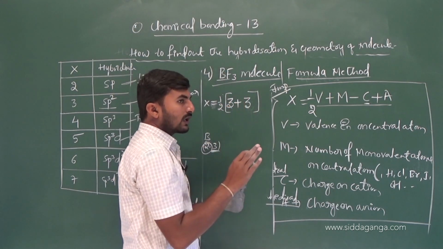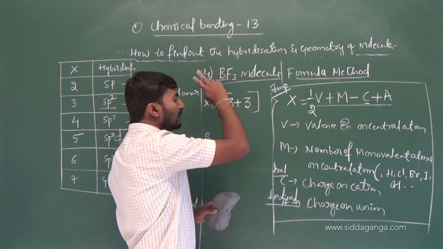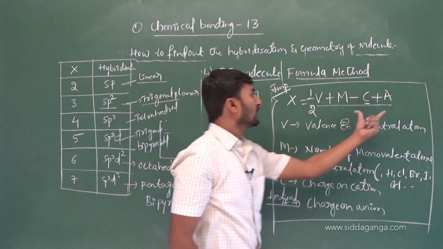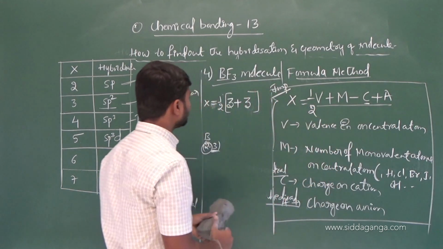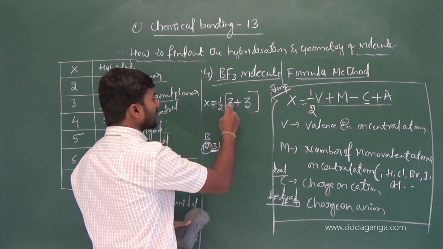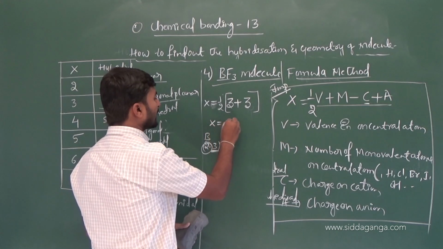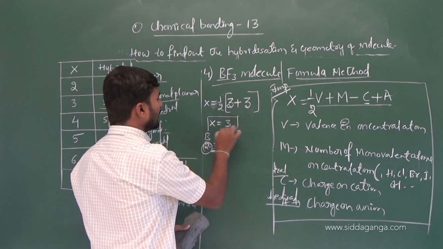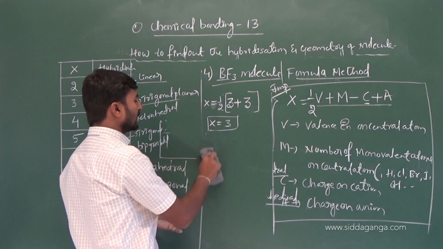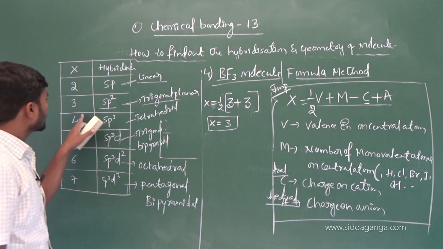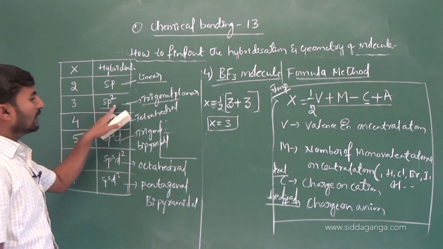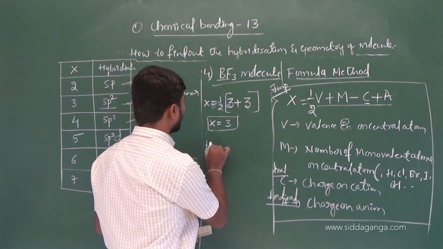Molecule is neutral because it does not have any positive and negative charges, so no necessity of adding and subtracting the charges. Okay, here 3 plus 3 is 6, 6 by 2 is 3, x is equal to 3. If the value of x is equal to 3, then what is its hybridization? x is equal to 3 means hybridization will be sp2.